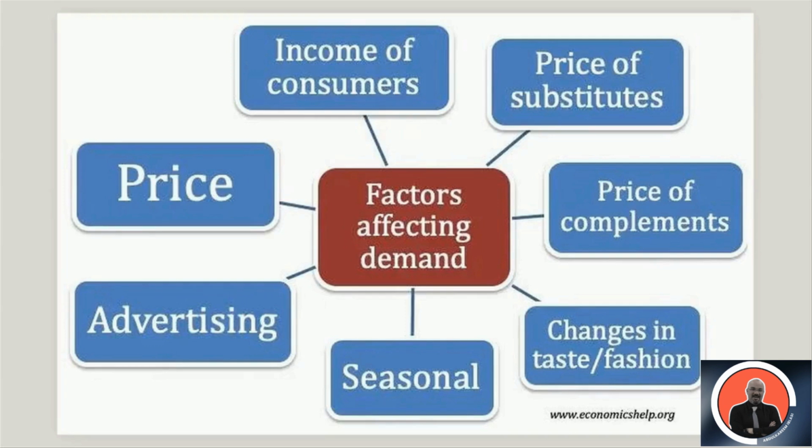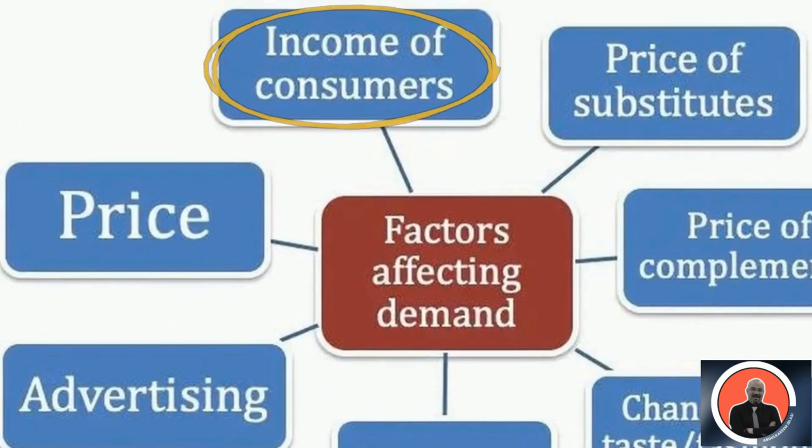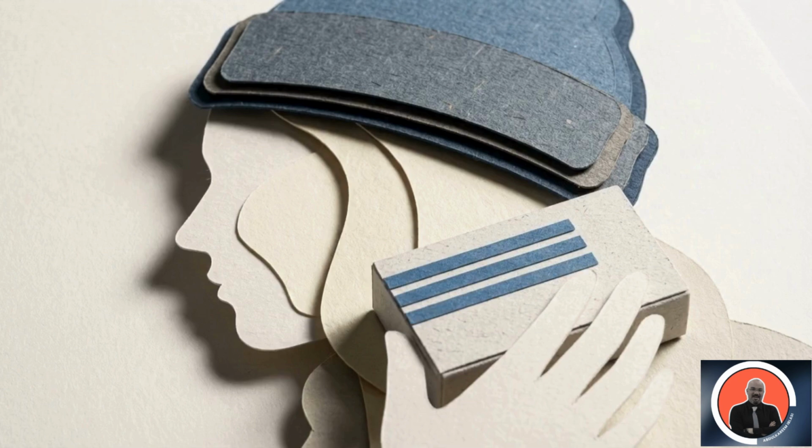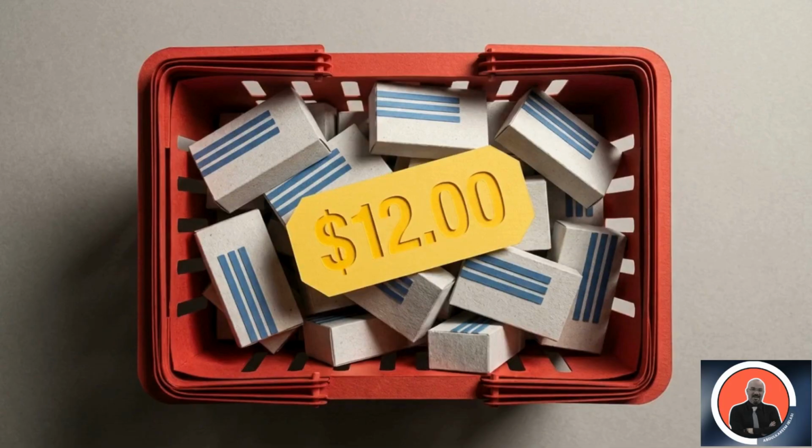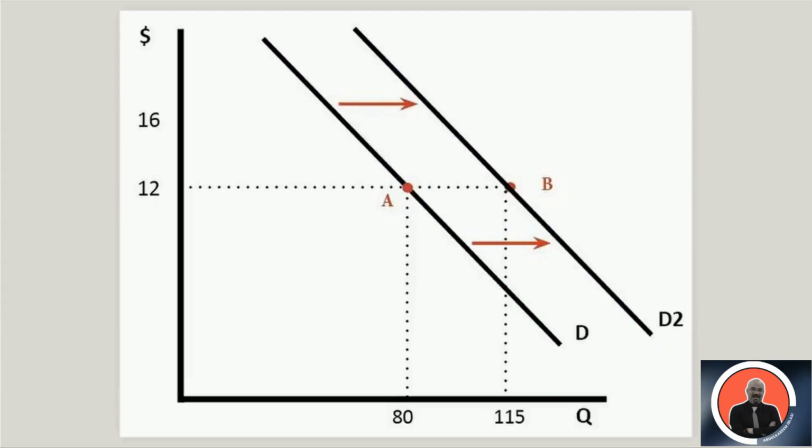It could be seasonal changes like a cold winter, a new advertising campaign, or even an increase in the townspeople's income that allows them to afford more. When these outside forces make people want a product more intensely, they will buy a higher quantity of it, even if the price stays exactly the same. On our graph, this looks like the entire line is jumping.